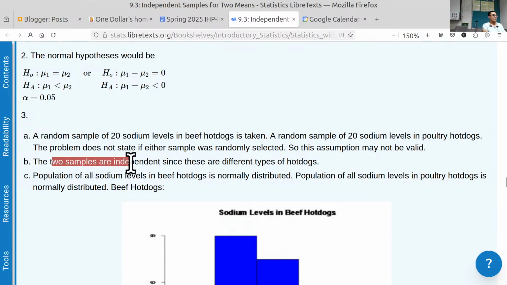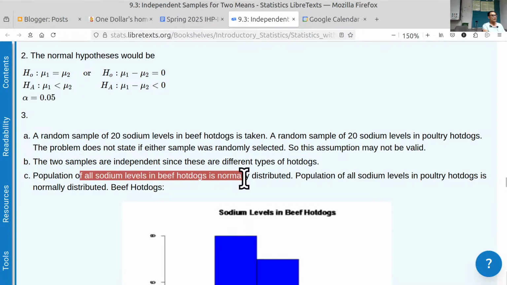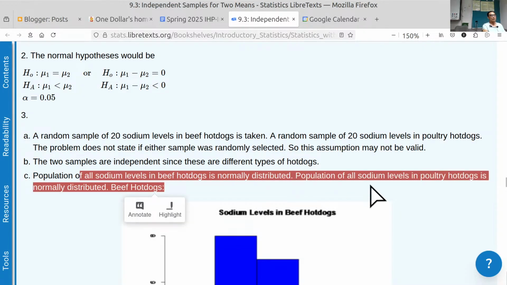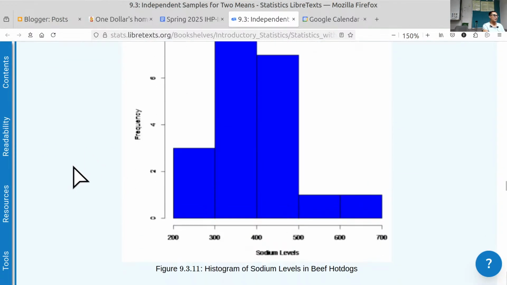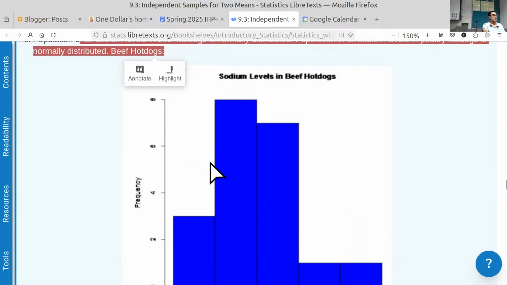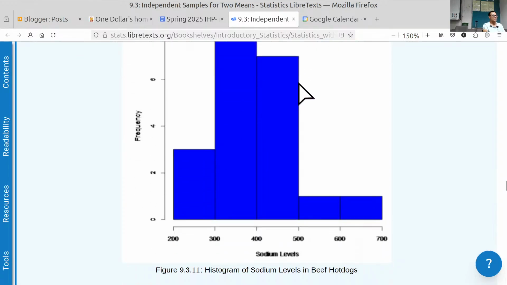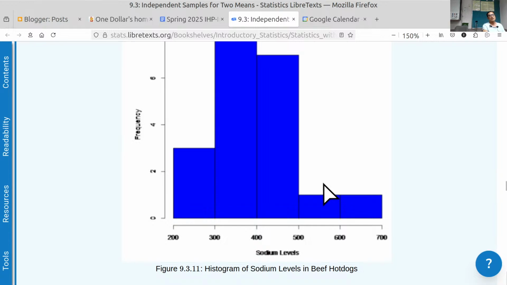The two samples are independent since these are different types of hot dogs. The population of all sodium levels in beef hot dogs is normally distributed. The population of all sodium levels in poultry hot dogs is normally distributed. From the distribution, the sodium level in beef hot dogs looks a little bit close to the bell shape, but not complete.